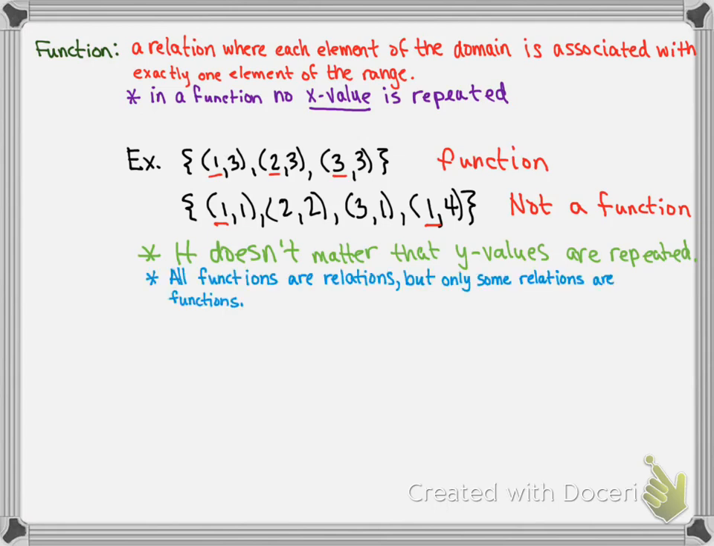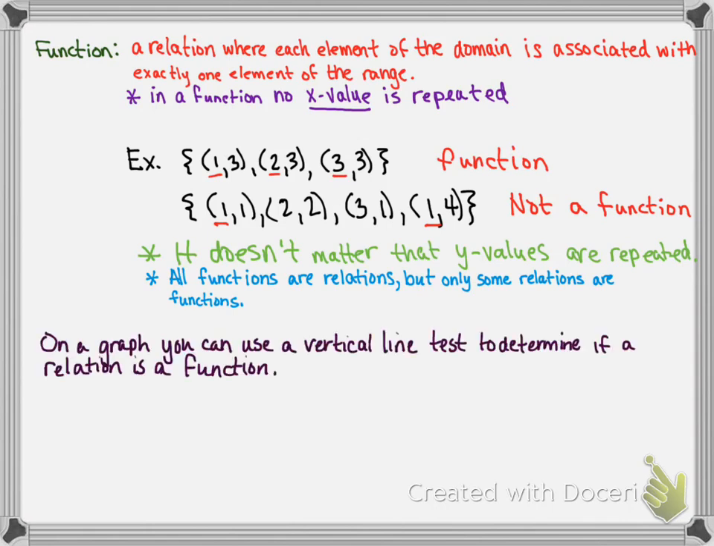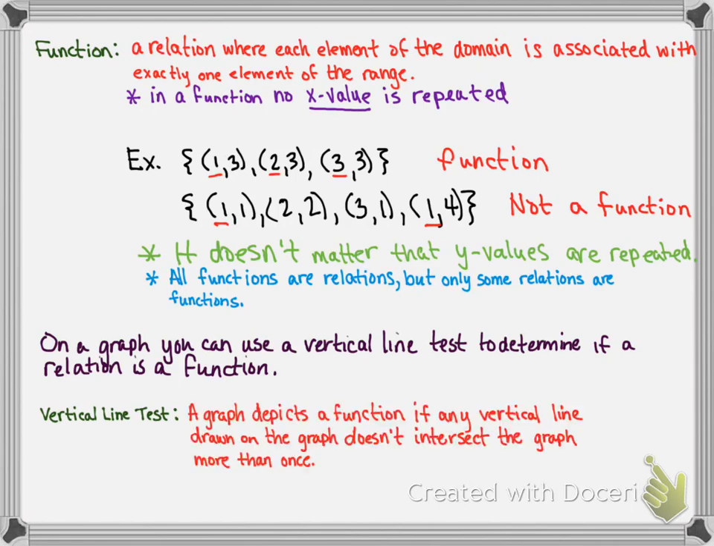Another statement that I just wanted to remind you about is that all functions are relations, but only some relations are functions. On a graph, you can use a vertical line test to determine if a relation is a function. The vertical line test says that a graph depicts a function if any vertical line drawn on the graph doesn't intersect the graph more than once, or in at most one spot. So let's look at some examples of this.